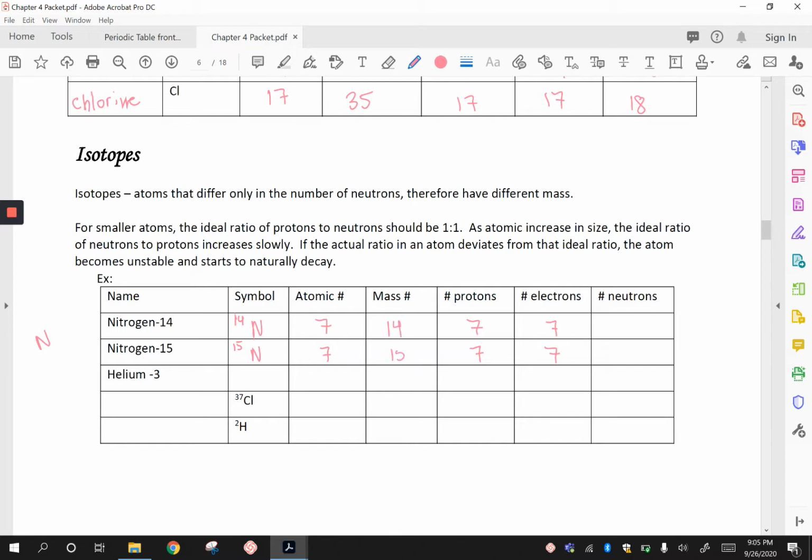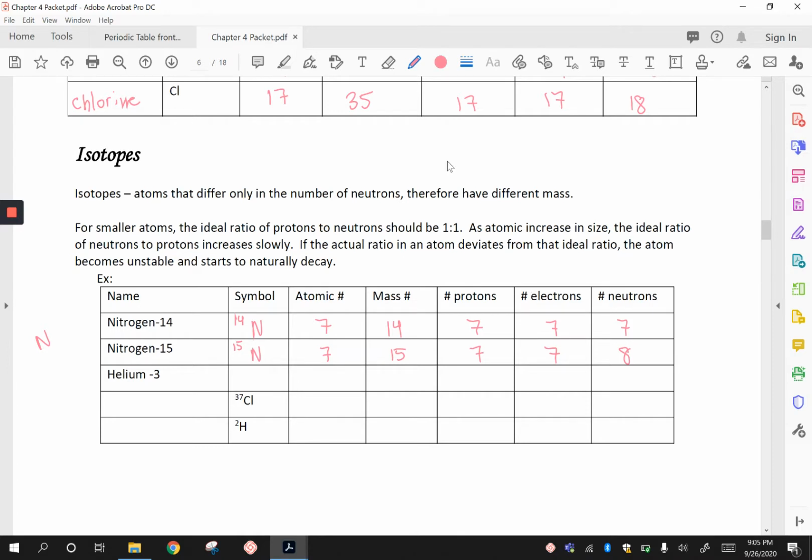This is 14. And this one's 15. So then to get the number of neutrons, you take the mass number minus the atomic number. So 14 minus 7 is 7. Then 15 minus 7 is 8. So you see that with these two isotopes, they are similar in everything. They have the same number of protons, same number of electrons, but they do differ in the number of neutrons, and because of that, their mass number is different.